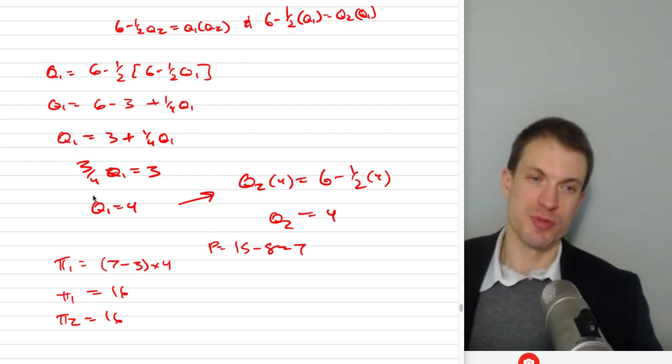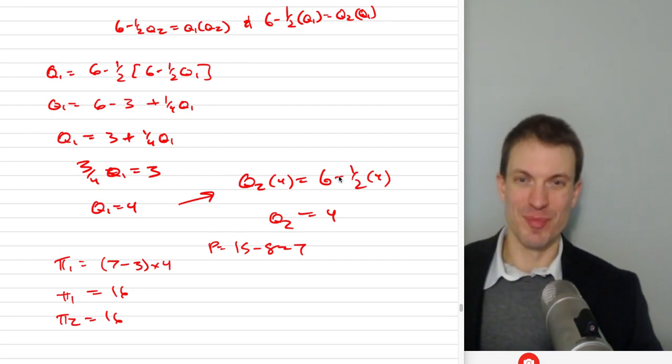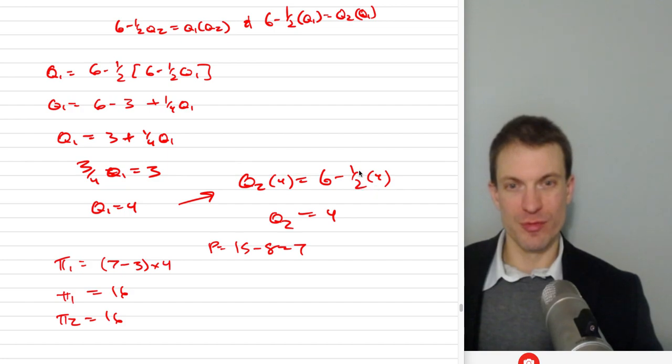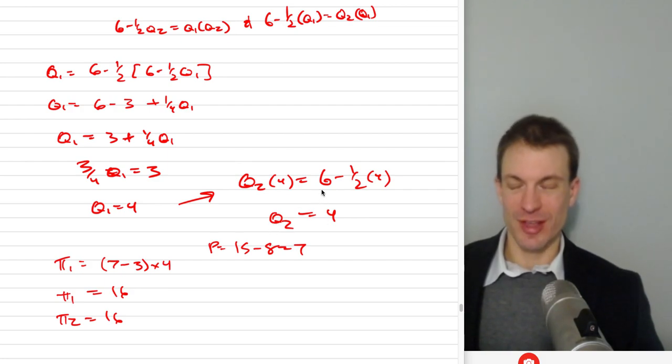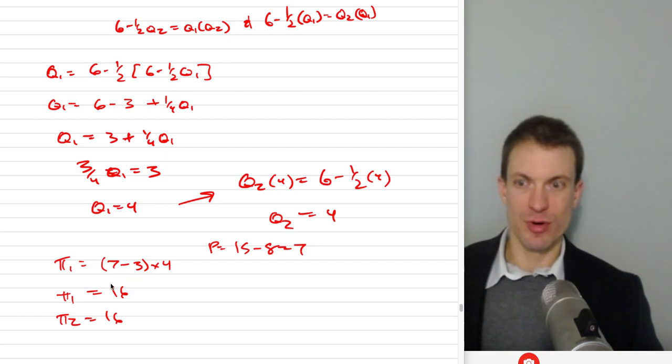Let's check our best response functions to make sure they're working, make sure we haven't made a mistake. 6 minus 1/2 times 4 is 4. Cool. So our market quantity is 8, so our market price is 7. So our profits are going to be 7 minus 3 times 4, or 16 for each firm, 32 overall.